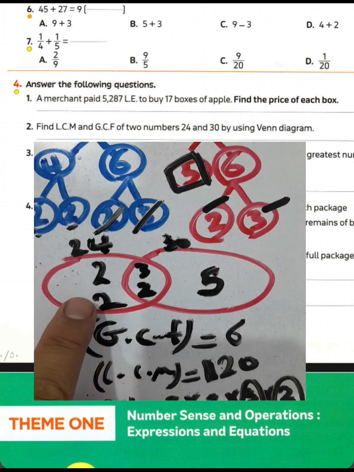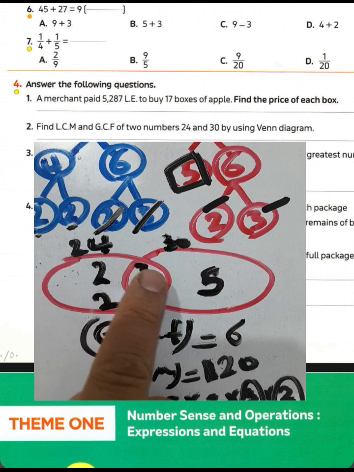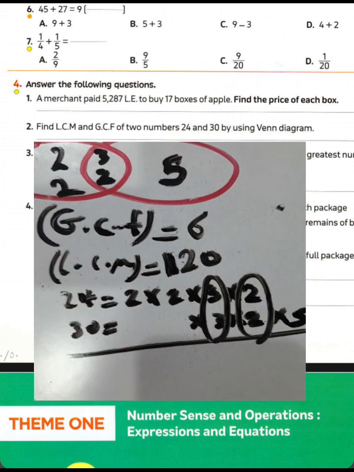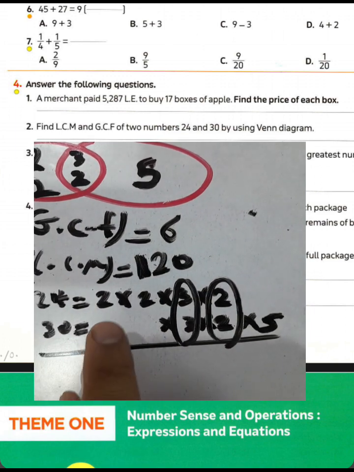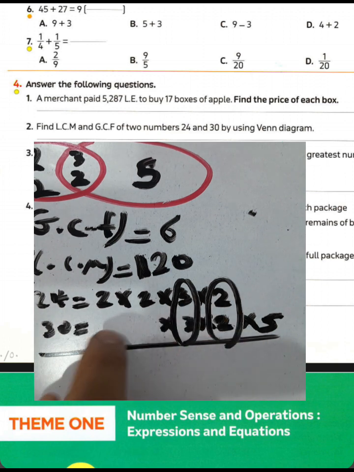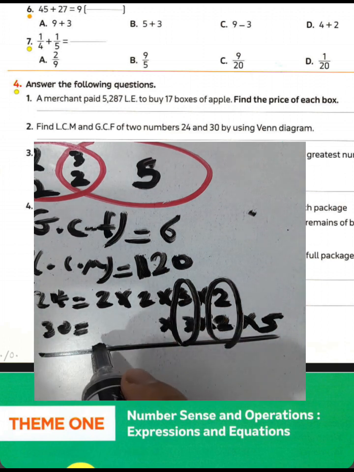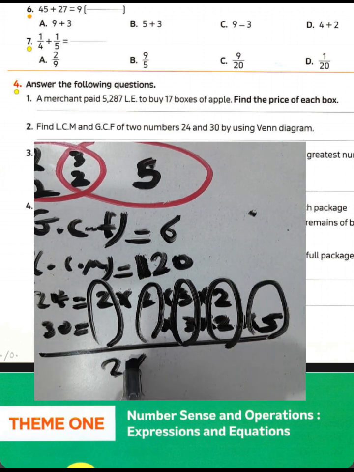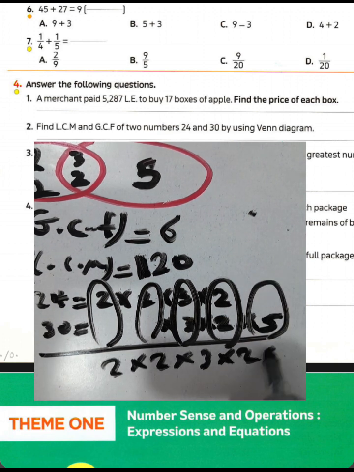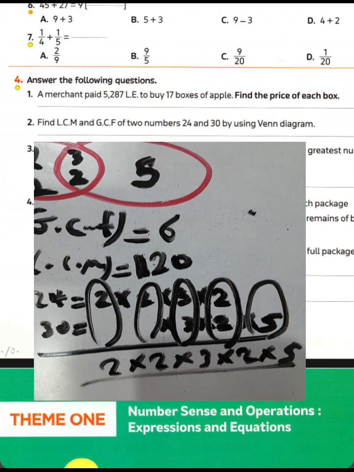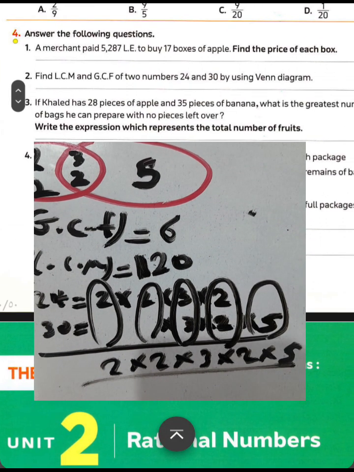Again, 2 times 2 equals 4. 4 times 3 is 12. 12 times 2 or 12 times 10 equals 120. Or you can use these methods to find the result. Write the prime factors of 24 and 30, circle them, and write the digits once from all the groups you do. 2 times 2 times 3 times 2 times 5. The result will be 120. Okay. Question number 3.